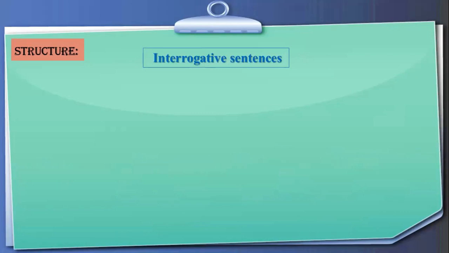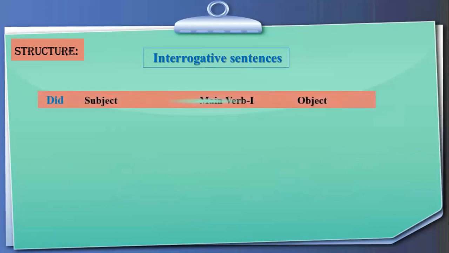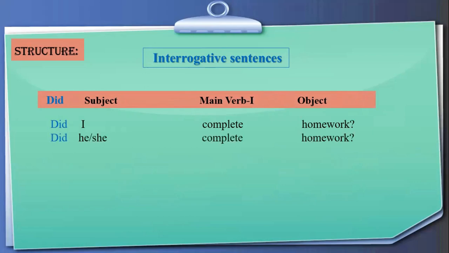Here's the way we make interrogative sentences of past simple tense. First, we put did, then subject, main verb, first form of the main verb, and object. Did I complete homework? And at the end of the sentence, we put an interrogative symbol. Did he or she complete homework? Did it rain in Gujarat?